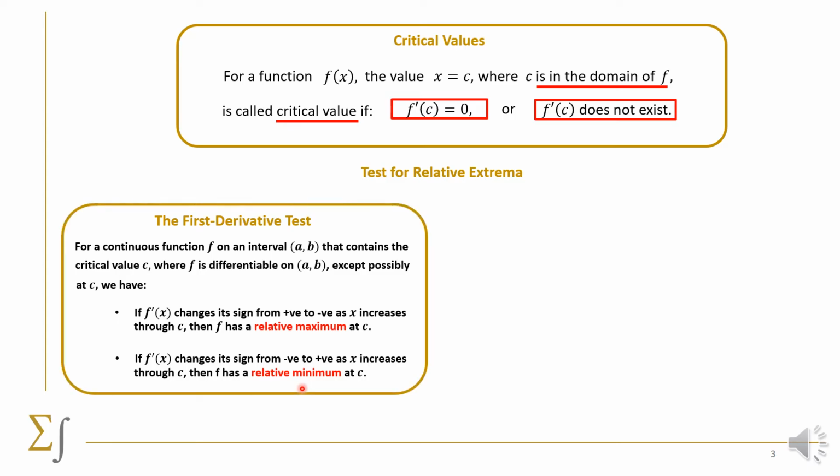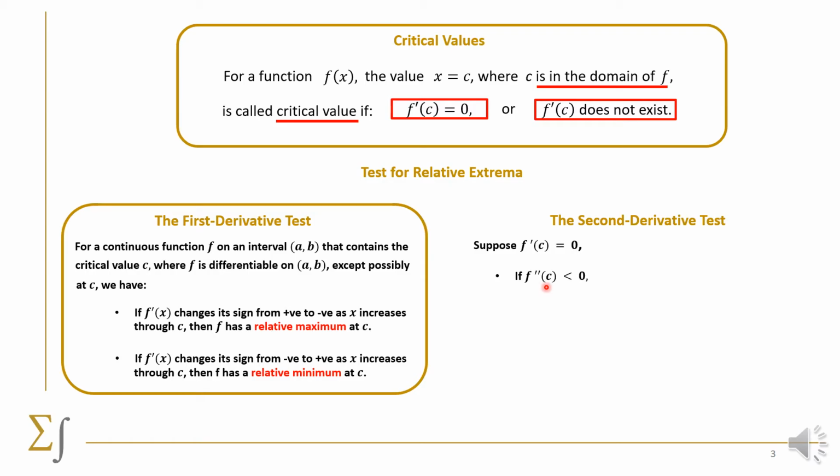We have also the second derivative test. The second derivative test is not always successful. We say, suppose that we have the first derivative equal to 0 at a value for x, c.